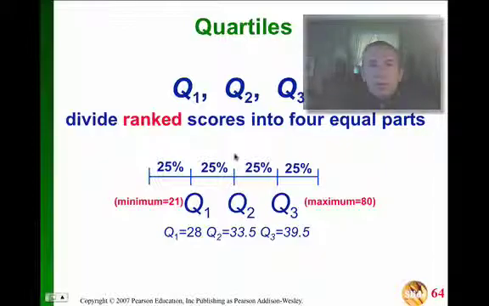Here's another measure of relative standing, a second measure, and that measure is called quartile. Our three quartiles are Q1, Q2, and Q3. We know how to locate them in a data set. We know how to get them through summary statistics. And we know that they tell us certain percentages of the data are above or below these particular readings.